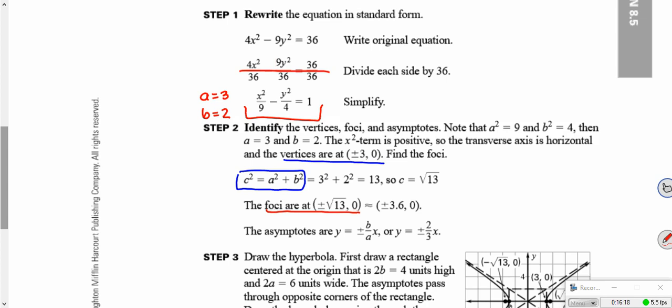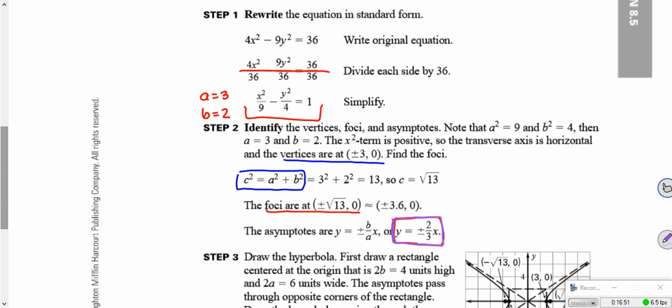Now asymptotes. Remember, asymptotes deal with slope of lines. It is always rise over run, so it's y over x. So it's going to be 2 over 3. Actually, let me do that in purple. I don't personally like to think of the formula to try to remember whether it's a over b or b over a. In my mind, I think rise over run. Rise has to be your y. Run has to be your x. So I think of it in terms of y over x.